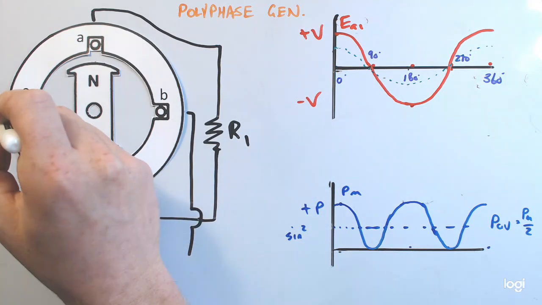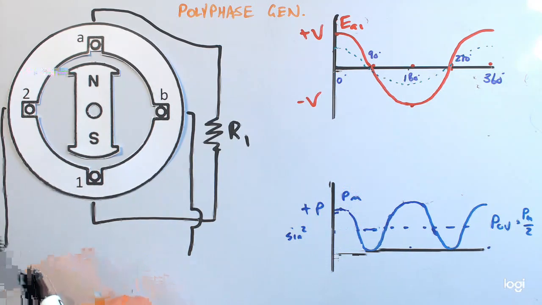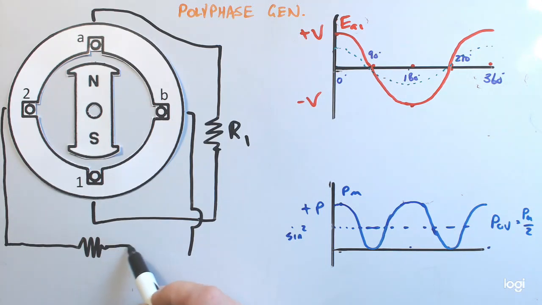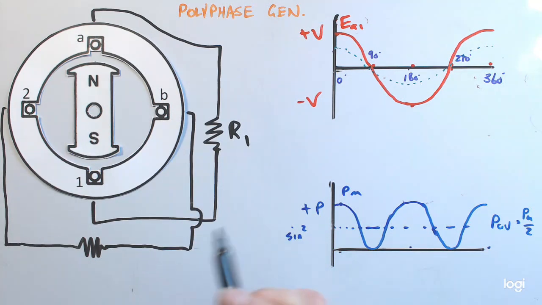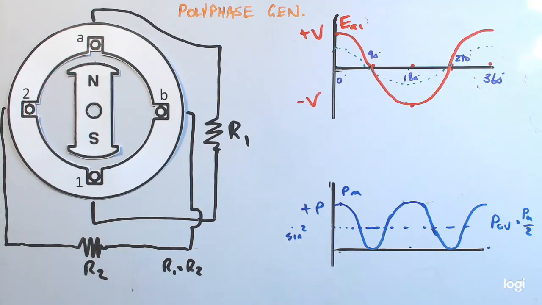And in reality, it actually doesn't even need to be identical. But for the purpose of phase balancing and trying to smooth out the load to the prime mover, we need to make them balanced. So I'm going to connect load R2 up to the other coil, up to B2. And so I'm going to just simply say that R1 equals R2.